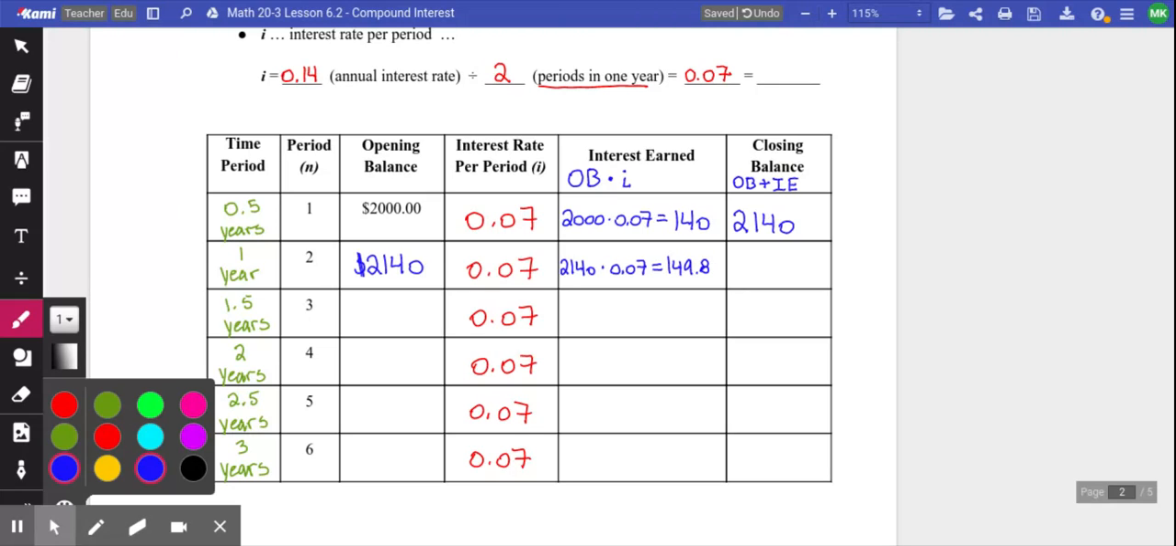If I add the opening balance and the interest earned, that will give me my new closing balance after my full year, my first year, which is 2,289.8.